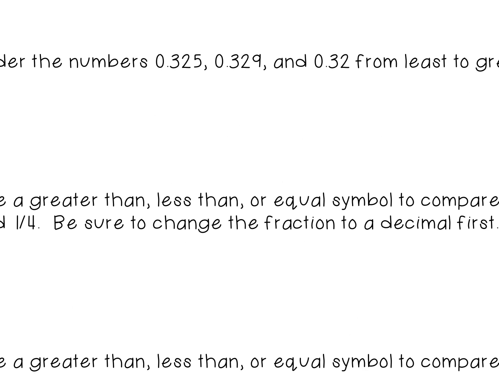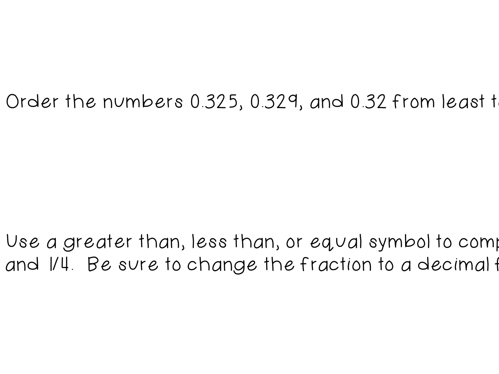Okay, same deal if I'm ordering numbers. So if I'm trying to put 325 thousandths, 329 thousandths, and 32 hundredths in order from least to greatest, let's make our 32 hundredths go to the thousandths like the rest of them.